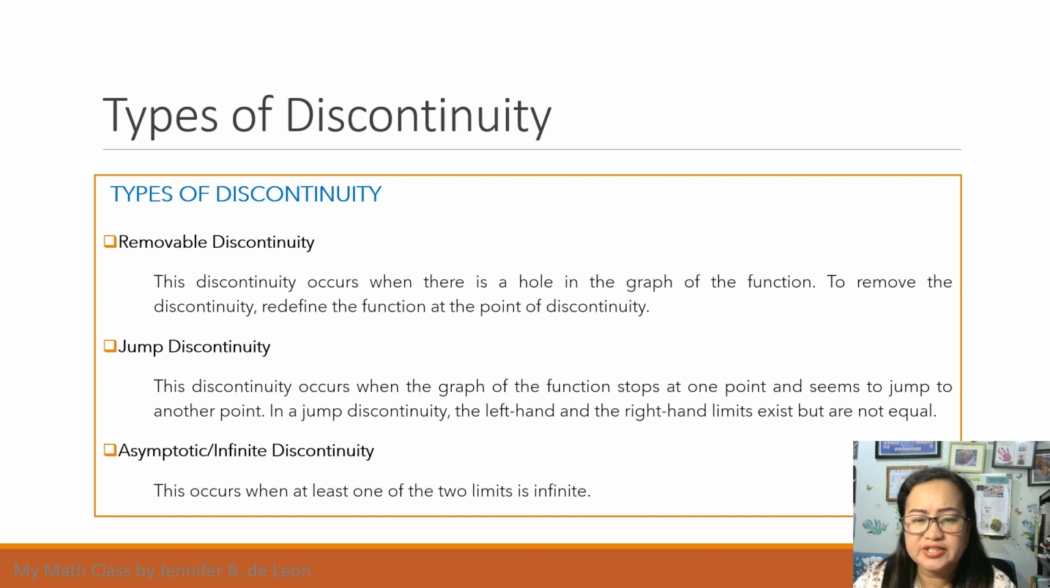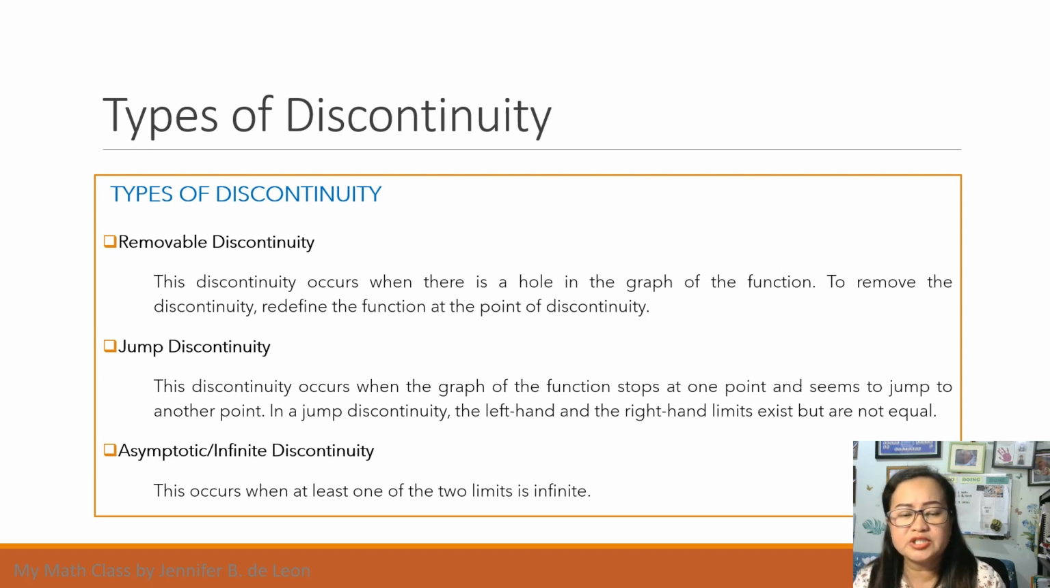As you can see, we have been discussing continuity using different examples, and some of these are not continuous, or in other words, they exhibit discontinuity at a number or at an interval. Okay, so this can be classified into three types of discontinuity. First, we have the removable discontinuity. Second is the jump discontinuity. Then the last one is the asymptotic or the infinite discontinuity. Okay, so let's define each one.